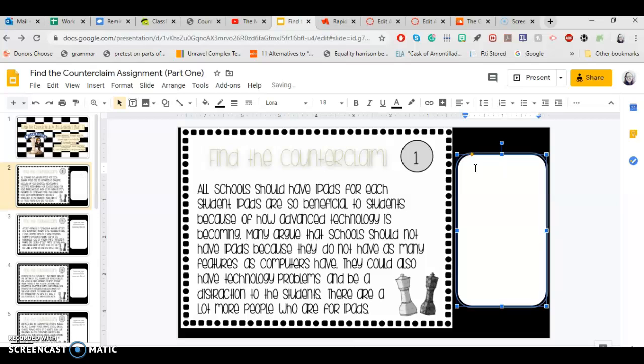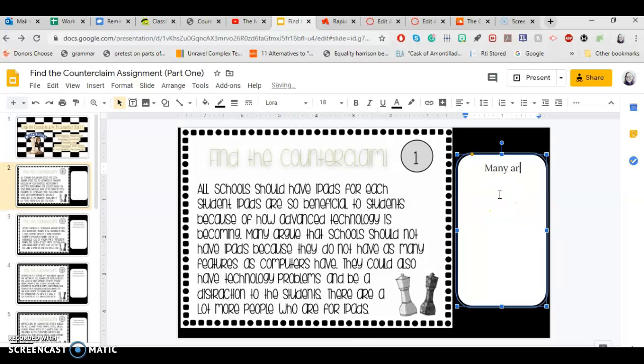Okay, so remember, counterclaims and claims have nothing to do with your opinion, because you are not the writer. If you're the writer, then the claim and counterclaim have to do with you. But in this case, we didn't write this piece of text, so it's not about us, right? So where does it talk about not having an iPad? Well, it says many argue that schools should not have iPads because they do not have as many features as computers. So that's a counterclaim.